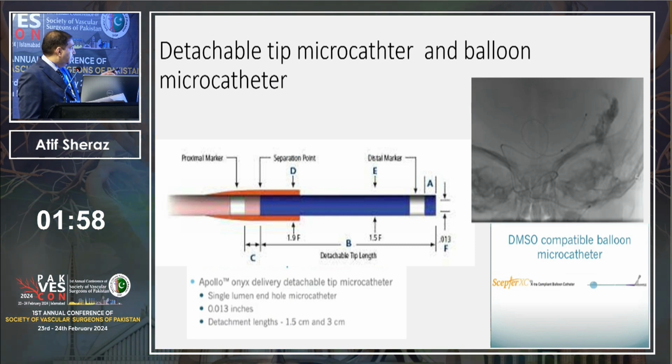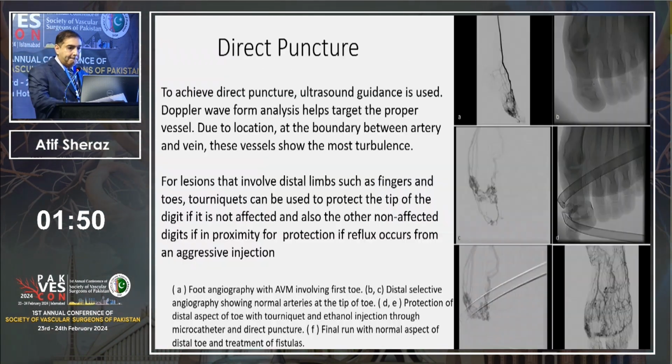We have also got catheters with a balloon at the proximal part, so we can inflate the balloon and then inject, and this will prevent reflux. So we do direct punctures a lot because we find them easier, they're less expensive.